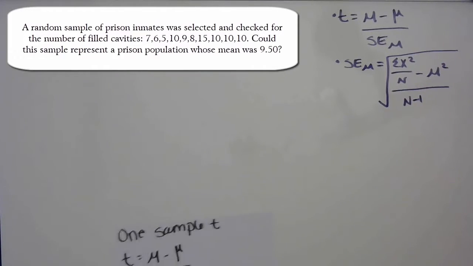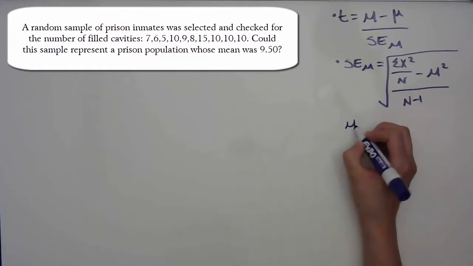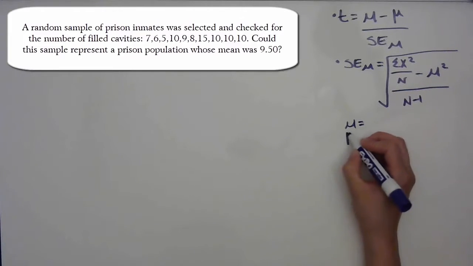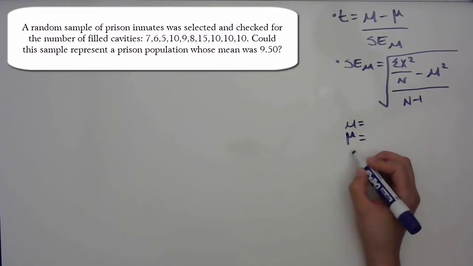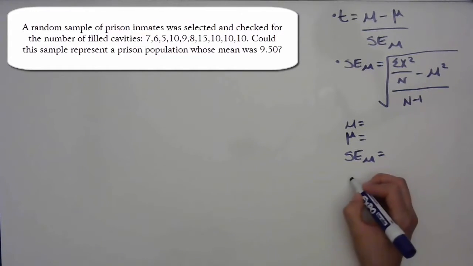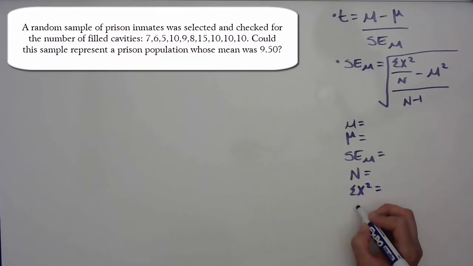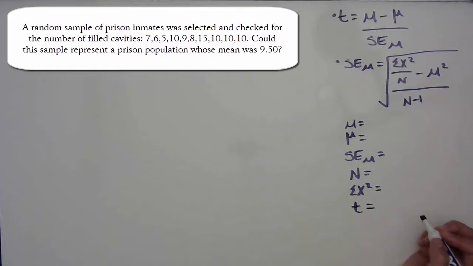Okay, there we go. So now that we have that done, what do we need to fill out these equations? We need the mean, we need the mu, we need the standard error of the mean, we need an n value, we need the sum of x squared value, and then we will also need a t value at the end. So let's take another look at the problem and see what information is given to us.